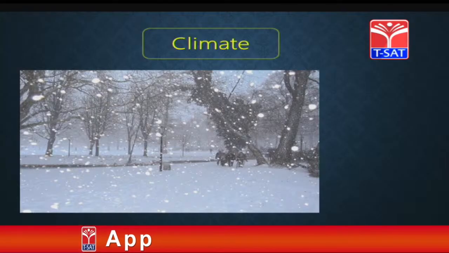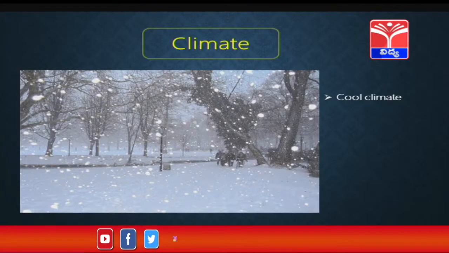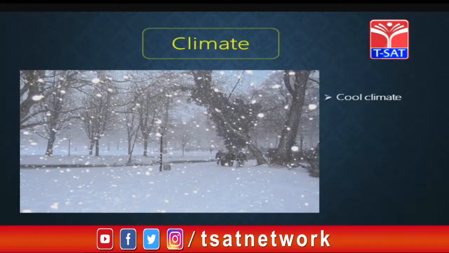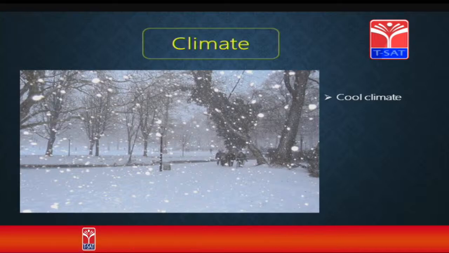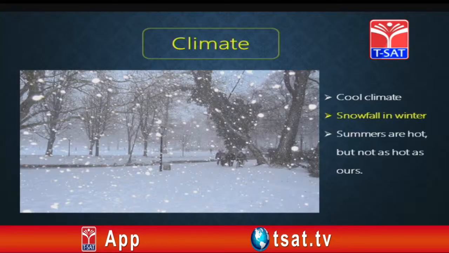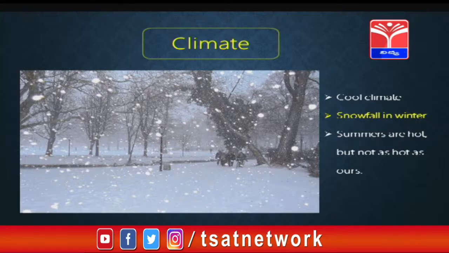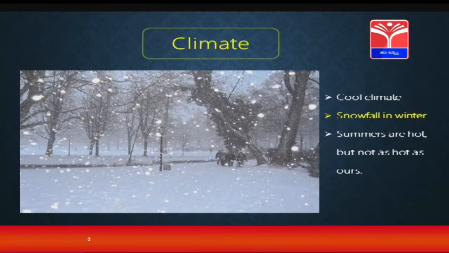Let us get into the climate of Europe. Let us understand what climate is. The weather conditions like temperature, rainfall, humidity prevailing in an area or a country for a number of years is known as climate. Europe experiences cool weather and snowfall in winter is always there. Summers are hot, but not as hot as ours.